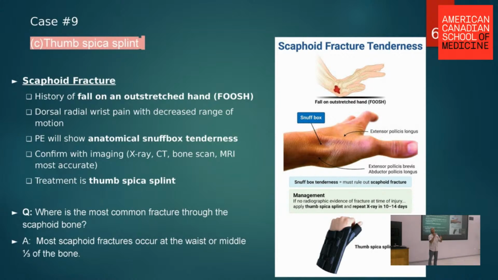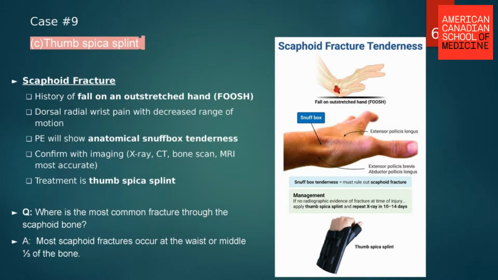Non-union. Again, the most common fracture is through the middle part of the scaphoid, and the blood supply comes from the two ends, so it's at risk for a non-union.